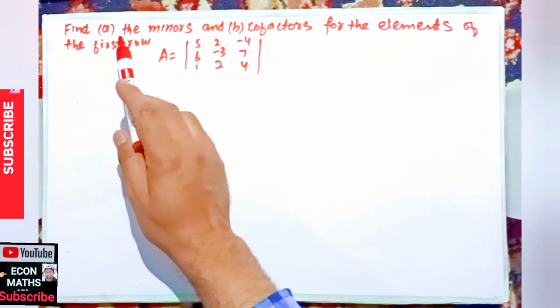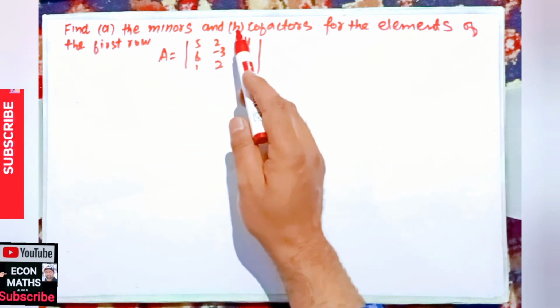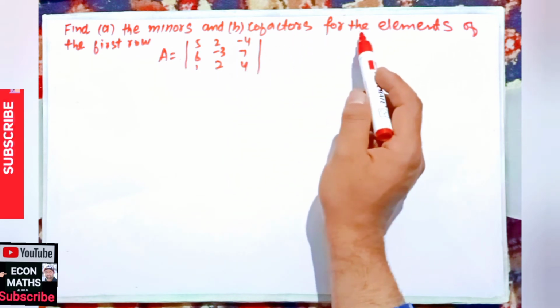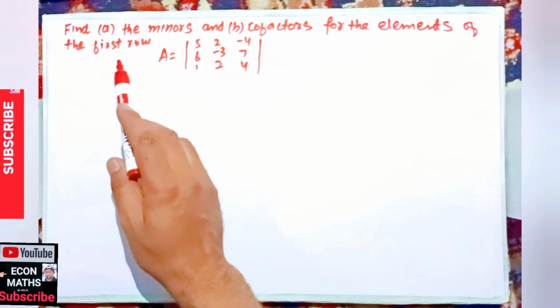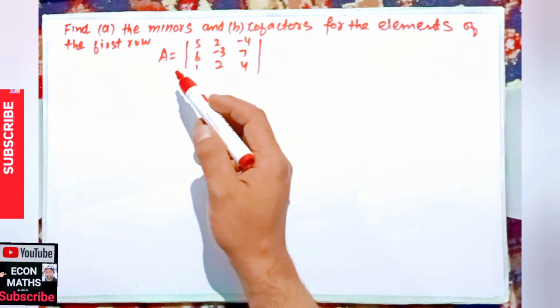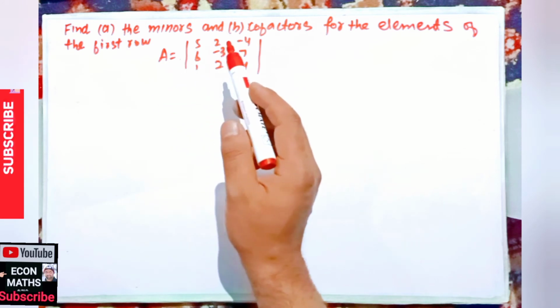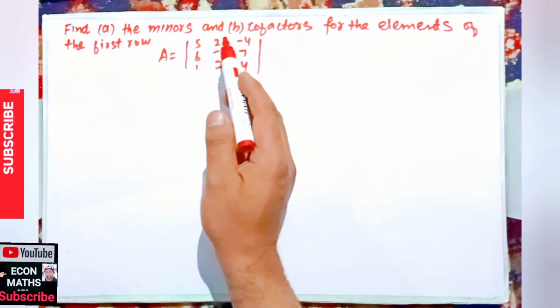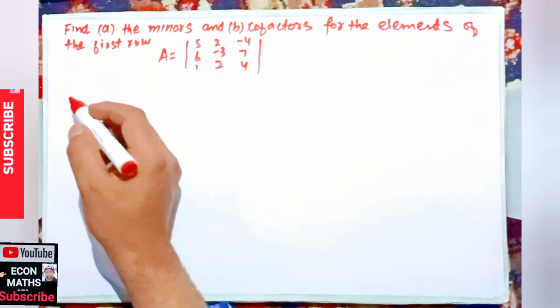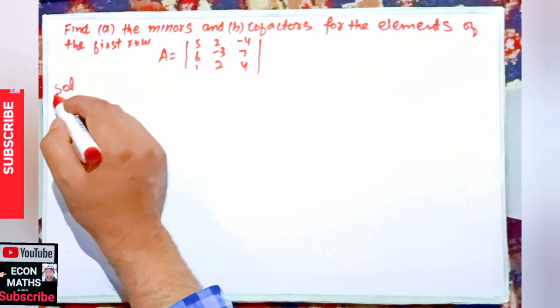Now let's have a specific example on minors and cofactors. Find, in the A part, the minors and, in the B part, the cofactors for the elements of the first row. The question tells us to find the minors and cofactors for the first row. So the solution would be like this.